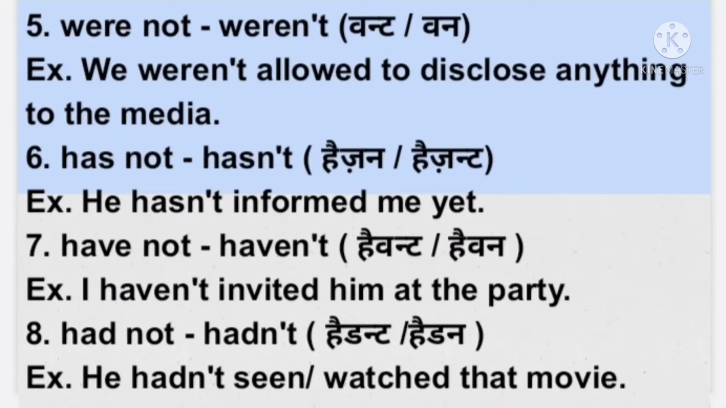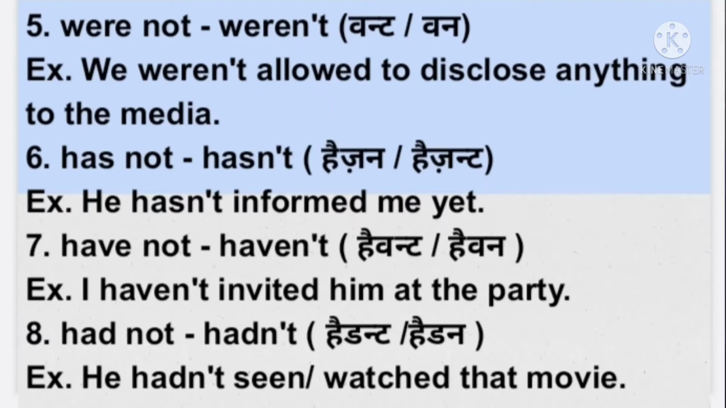Now next is "were not", and the contraction of "were not" is "weren't". The example: We weren't allowed to disclose anything to the media. Now next is "has not", and the contraction of "has not" is "hasn't". The example is: He hasn't informed me yet.